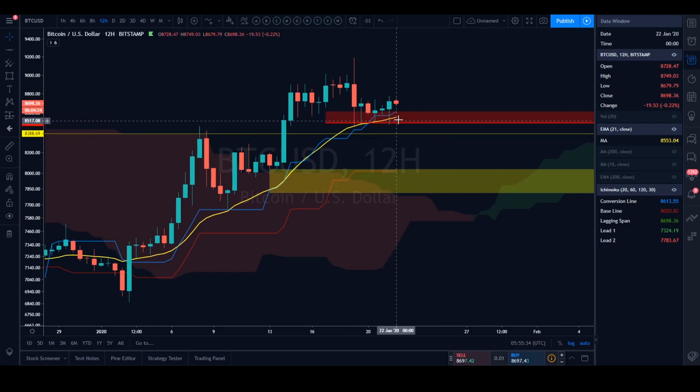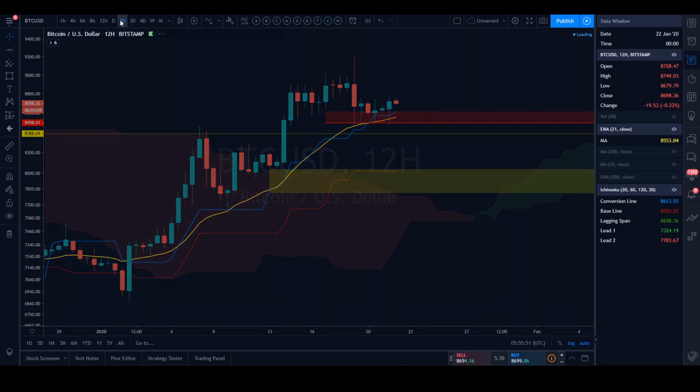Now that we have this, the question is, there are two sides to this, of course. We either go up from here, right? We actually hold this as support and bounce right off of this, or we break it. Now the question is, if we break it, where do we go next? And this is where I'm going to bring your eyes back onto the 2-day Kijun.